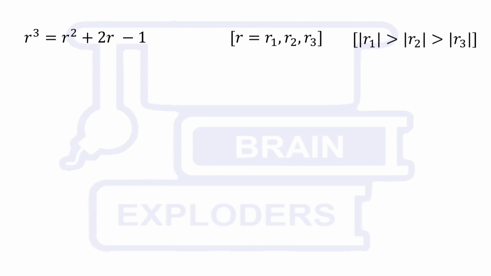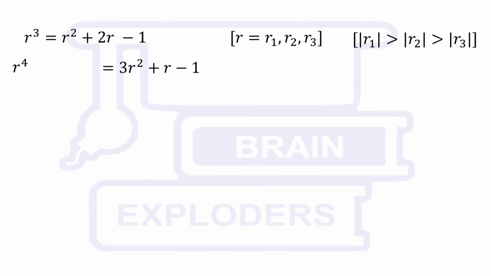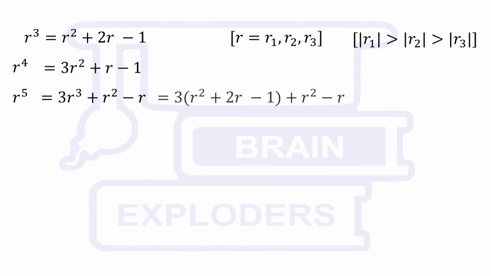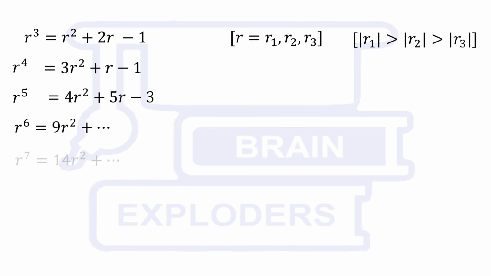Multiply both sides by r. Put the value of r cubed. Again multiply both sides by r. Again put the value of r cubed. In this way, we can find the relation between nth power of r, r squared and r. Notice that coefficients of r squared are the terms of our progression. In general, we can write r raised to the power n plus 1 is equal to an times r squared plus some constant times r plus some constant.